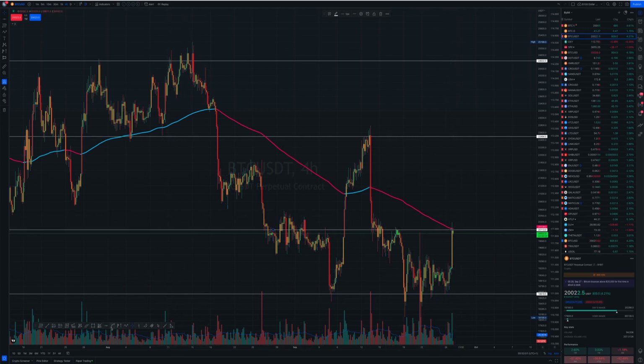Let's see if there's any more obvious ranges. I would suggest this is a 4 hour range. See how we came down to test it here, down to test it here, tested it a couple of times here, and then we broke it to the downside. We had a little step here, not much, but we could be coming up to 20,700, and I'd expect some resistance here.